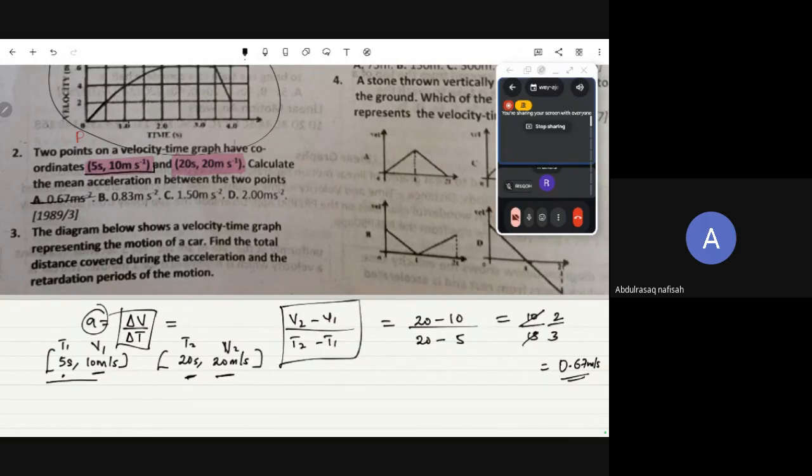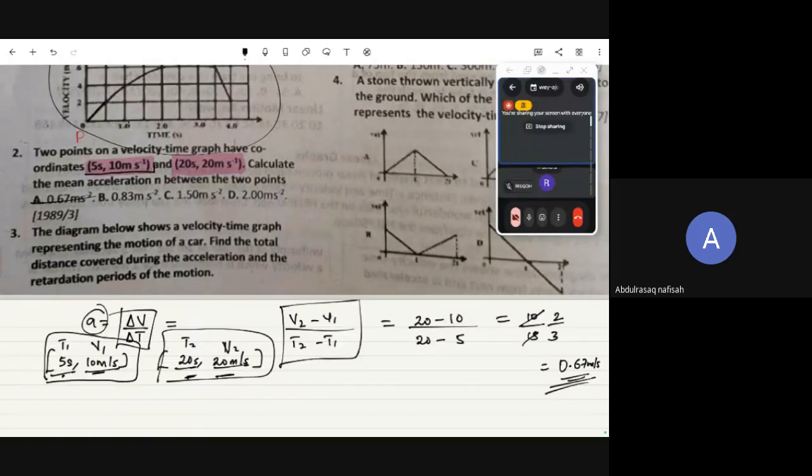So I made this one 1, T1 V1. I made this one 2. And I've slotted it into the formula. V2 20 minus V1 10, 10. Then T2 20 minus T1 5, 20 minus 5. So that gave me this value. It's just calculator.